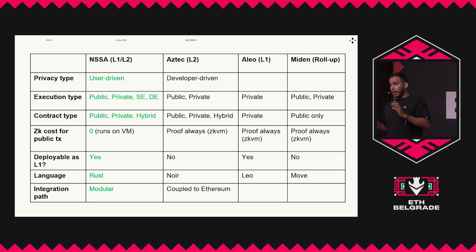Regarding public transactions, we don't use ZK, so there is no cost for that. Nescience can be deployable as an L1 as well. We use Rust. We use the RISC-0 ZKVM. All the architecture itself is modular. Pieces and components can change under certain rules. But yes, it's fully modular and fully flexible.